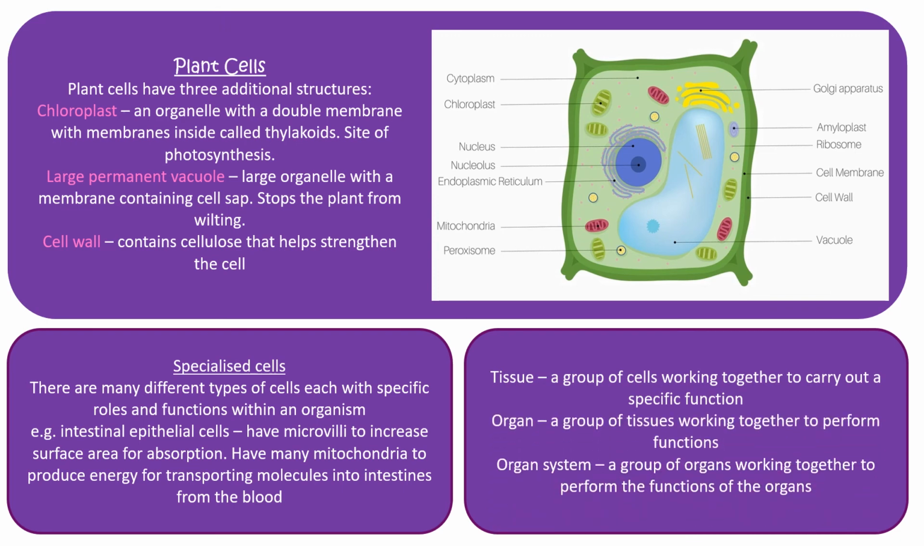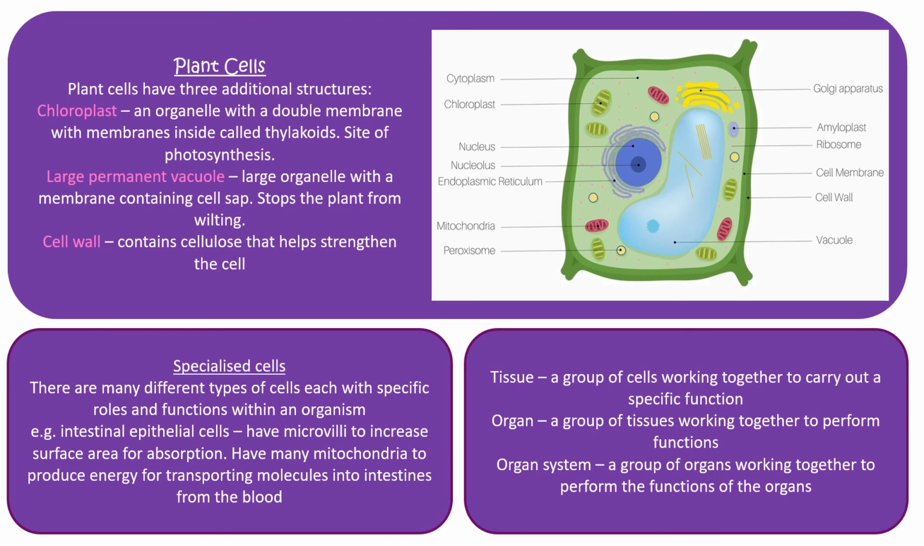Okay, finally, just a few definitions. So a tissue is a group of cells working together to carry out a specific function. Often within the tissue, the cells will already be specialized, so the cells have a specific function and then they work together to carry out specific functions as a tissue.